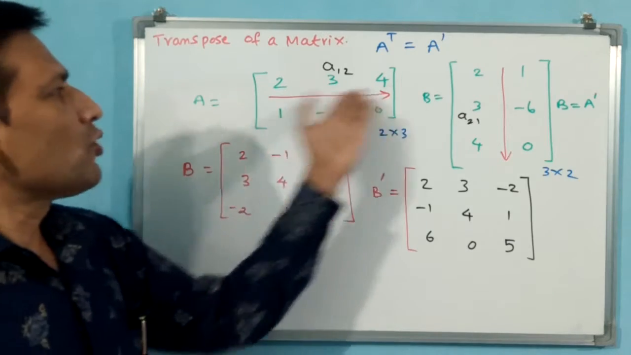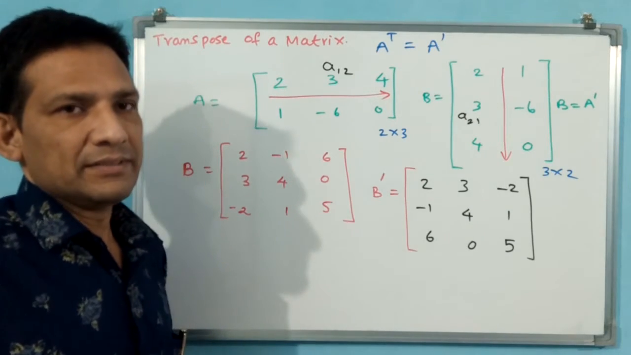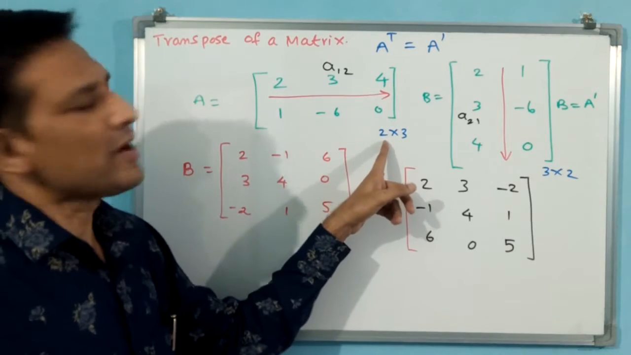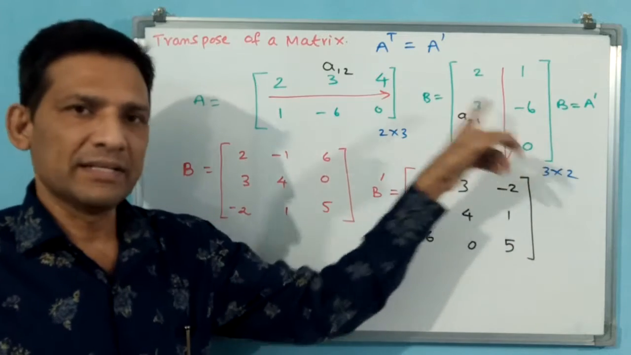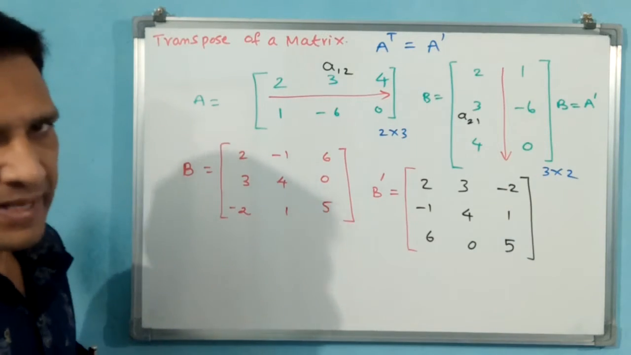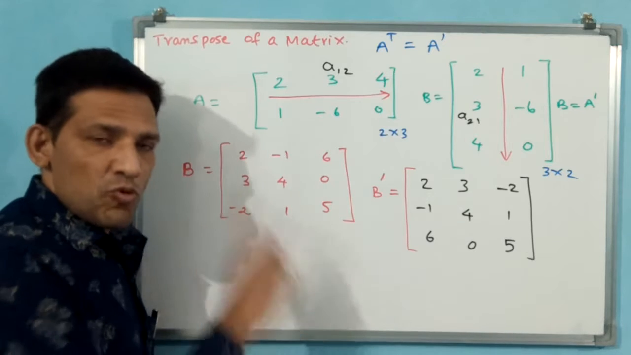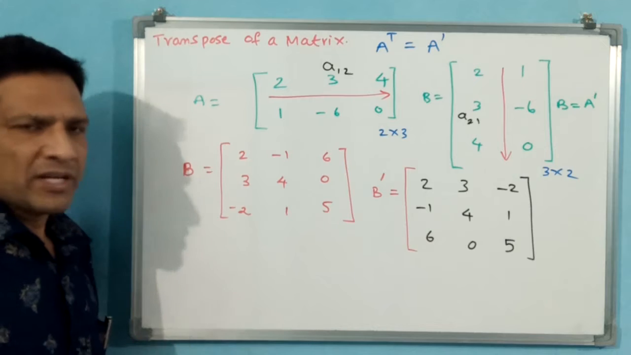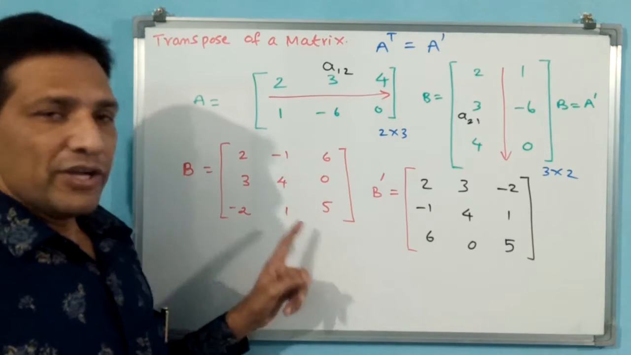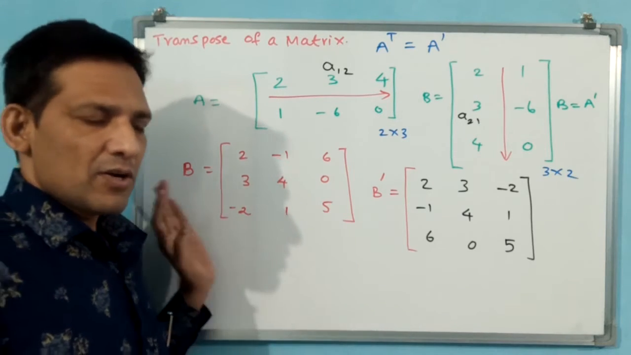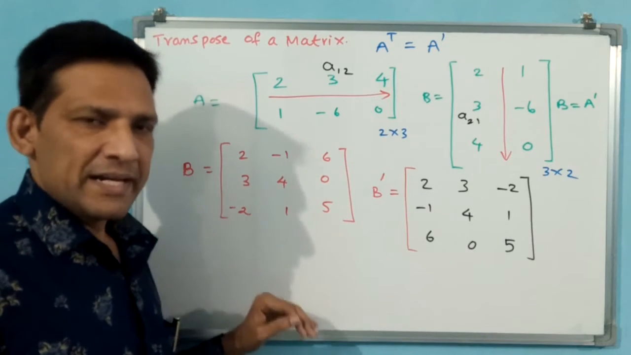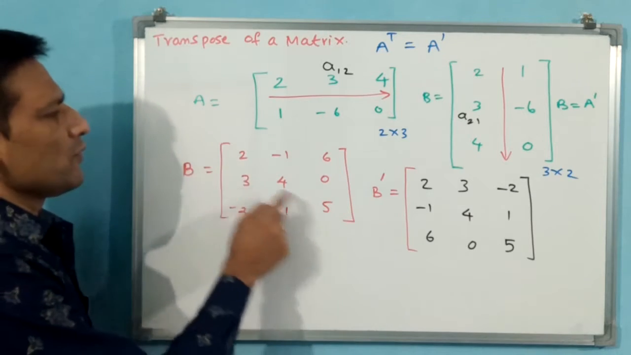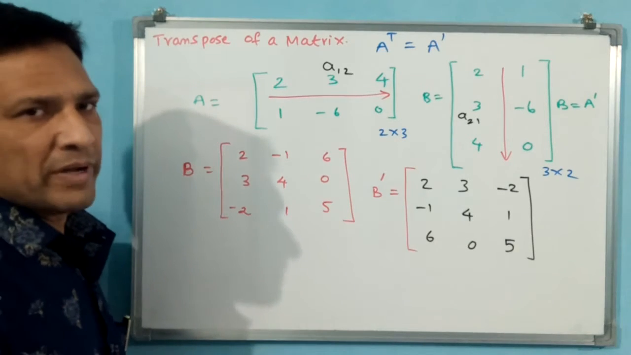But here, no diagonal. Why? Because this is not a square matrix. Diagonal comes in a square matrix only. This is a non-square matrix. Why? Because 2 by 3 is there, 3 by 2 are there. 2 by 3, 3 by 2 are not square matrices. 3 by 3, 2 by 2, 1 by 1, 4 by 4 are square matrices. We will study up to 3 by 3. In a square matrix, the transpose has the same diagonals. You see, same diagonal 2, 4, 5, 2, 4, 5. That you have to keep in your mind.